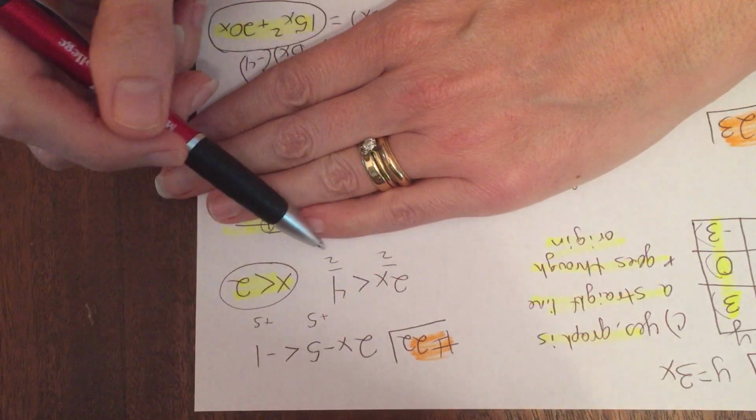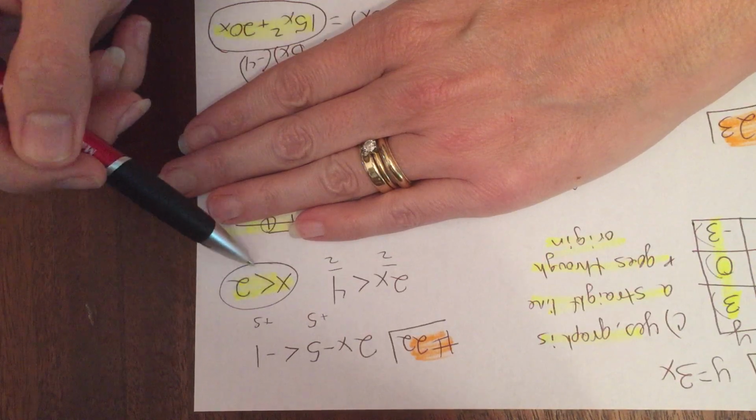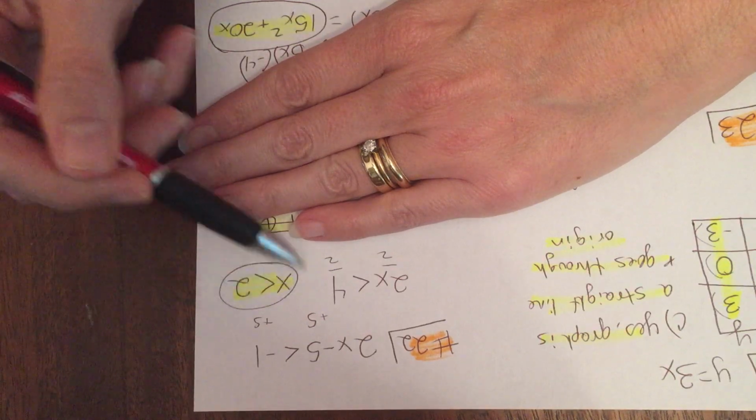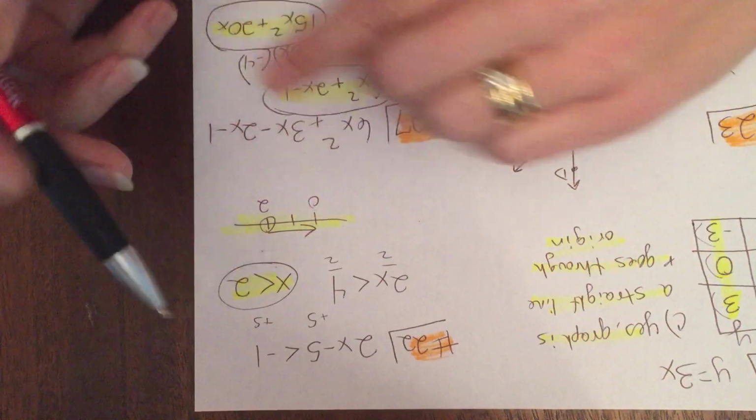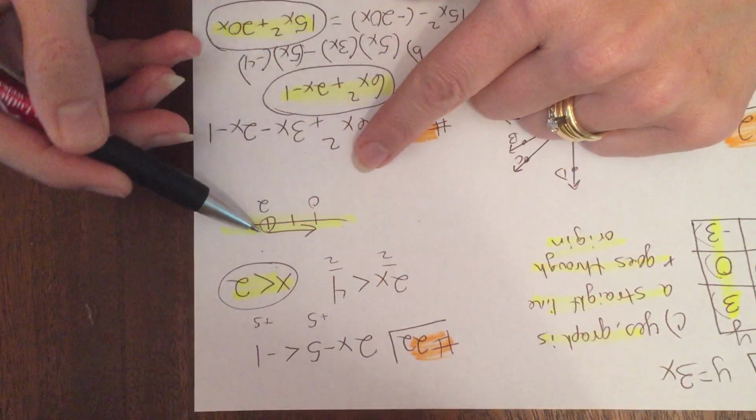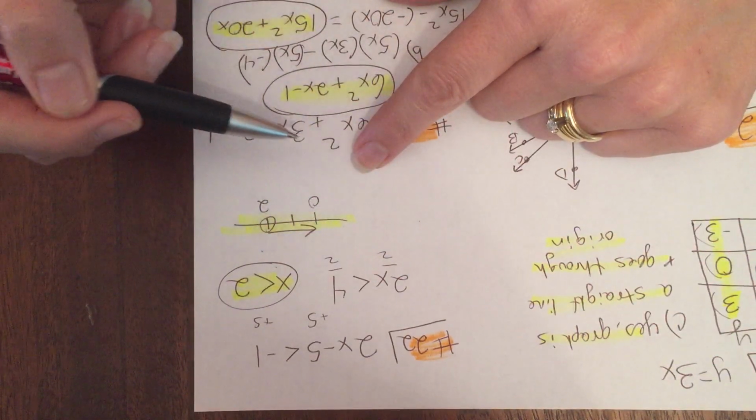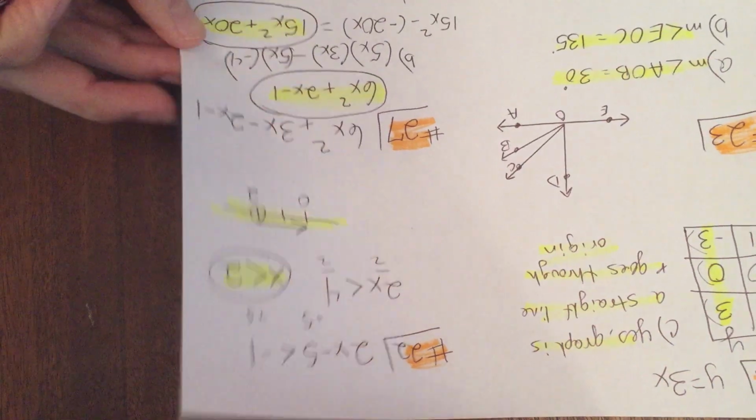I divide by 2 on both sides. So I get x is less than 2. That's the solving part. Okay, now to graph it, I'm going to put an open circle on 2. I'm going to draw an arrow to the left because those are the values less than 2.